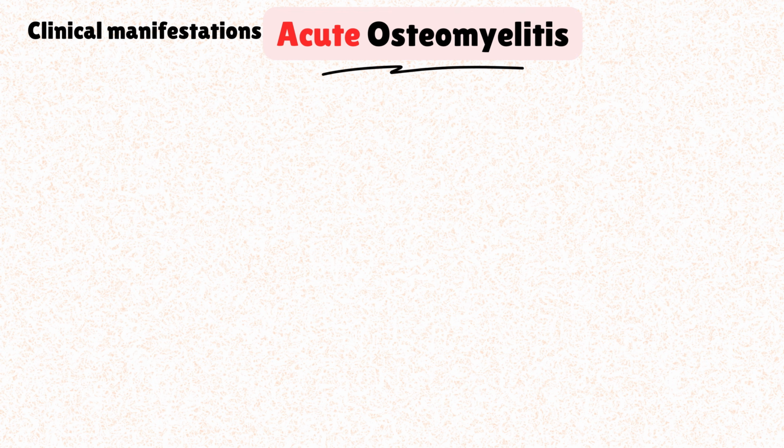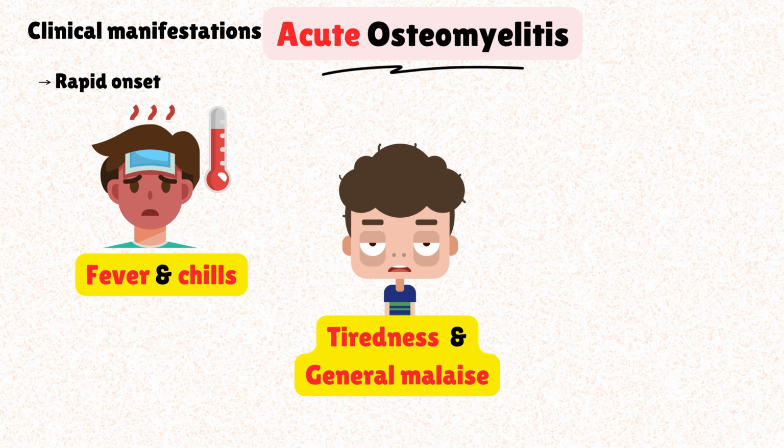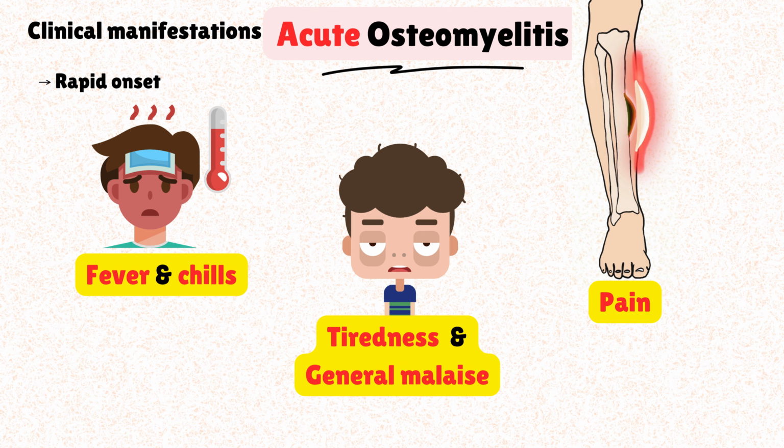Acute osteomyelitis usually hits fast with general signs of infection and a lot of localized bone pain. You'll often see fever and chills, a clear sign the body's fighting something big. Patients usually feel profoundly tired and generally unwell. There's almost always localized pain over the affected bone, and it can be excruciating, often described as throbbing and getting much worse with movement or weight bearing.